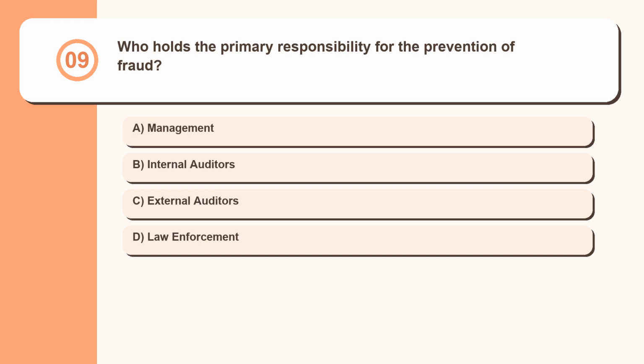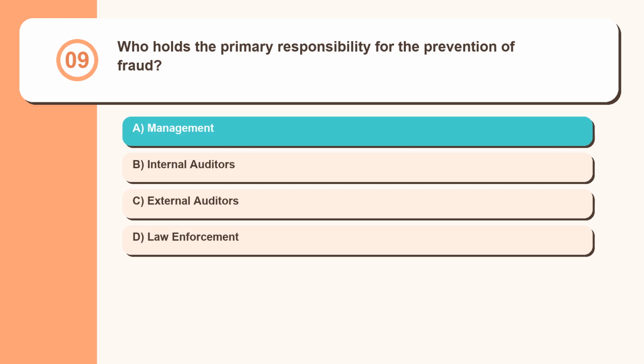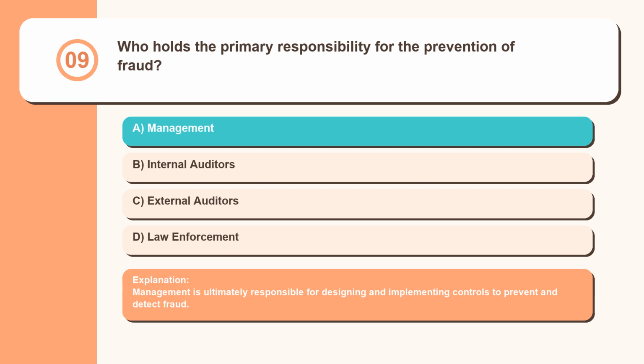Question 9. Who holds the primary responsibility for the prevention of fraud? Management, internal auditors, external auditors, law enforcement. Management is ultimately responsible for designing and implementing controls to prevent and detect fraud.